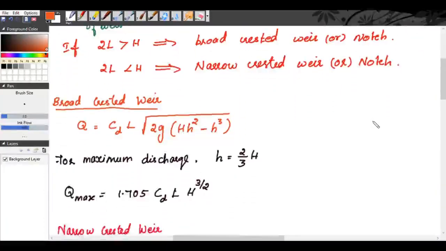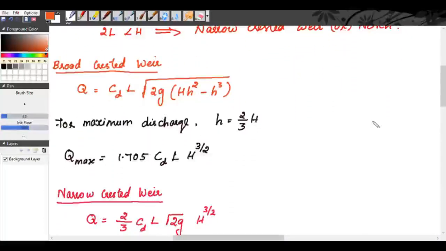For a broad crested weir, the discharge is equal to CD into L into root of 2G into H square minus H cube. I am not giving you the derivation, that is not needed for us. Just learn the formula by heart from the exam point of view. So, Q is equal to CD into L into root of 2G into H square minus H cube.